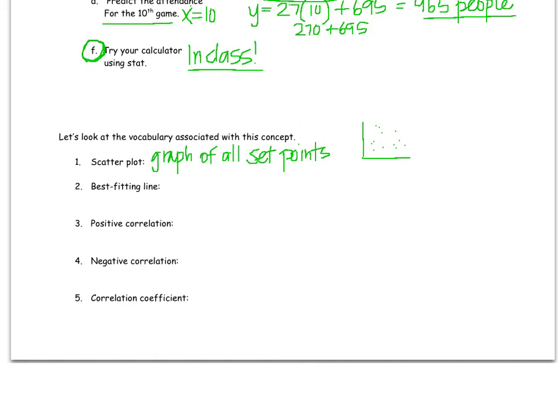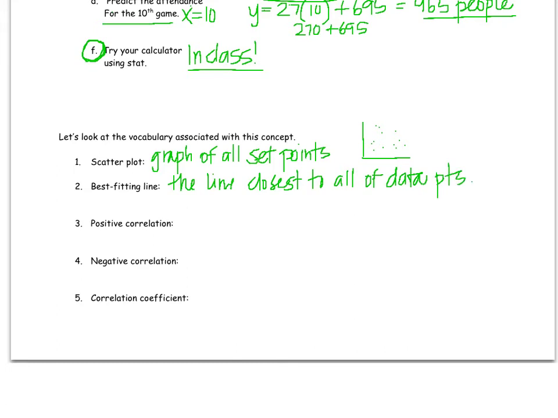The second one, a best fitting line is the line that's closest to all of the data points. Okay. Third one.